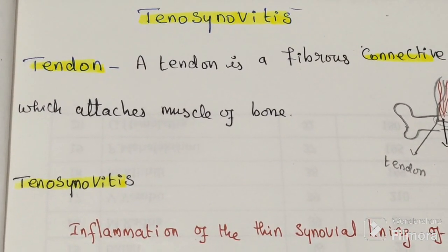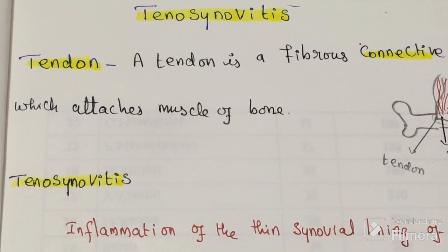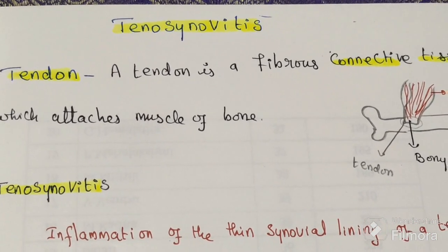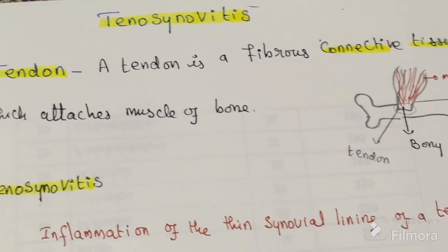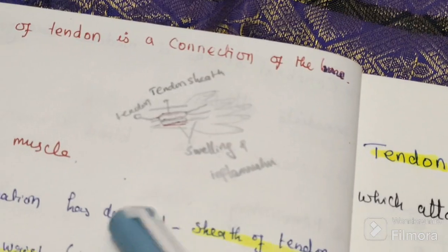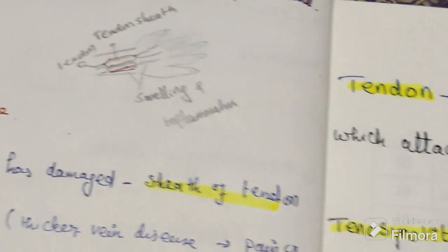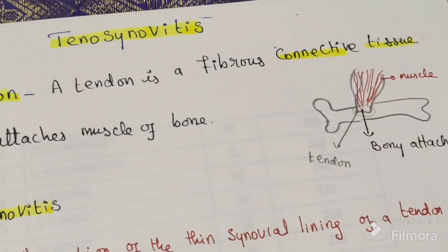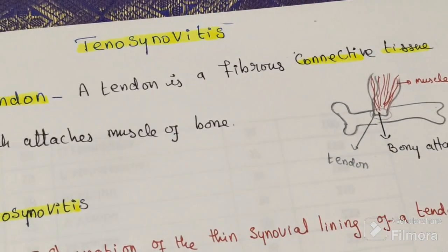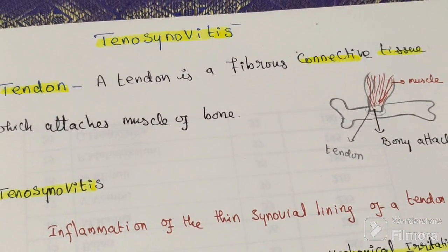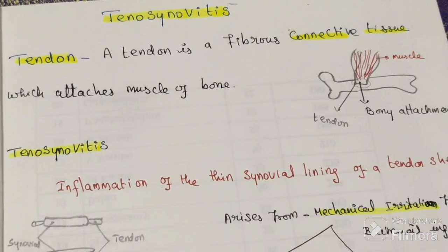In this video, we'll discuss tenosynovitis. What is a tendon? A tendon is a fibrous connective tissue which attaches muscle to bone. This one is the tendon, this one is the muscle, and here the bone is attached. So a tendon is a fibrous connective tissue which attaches muscle to bone.